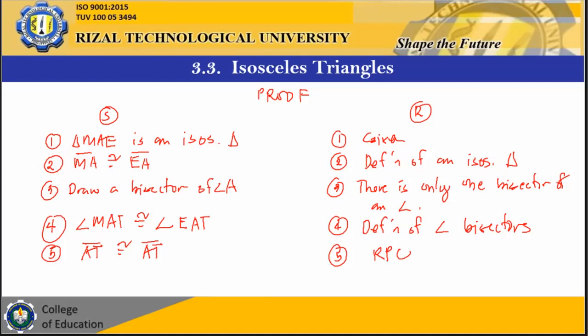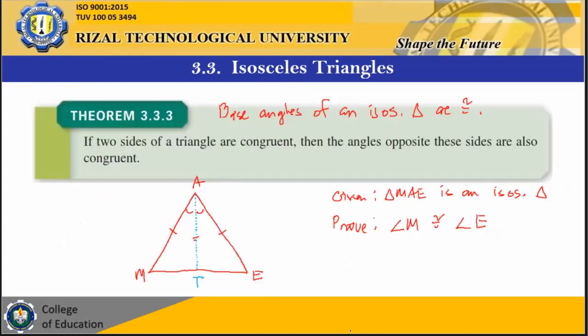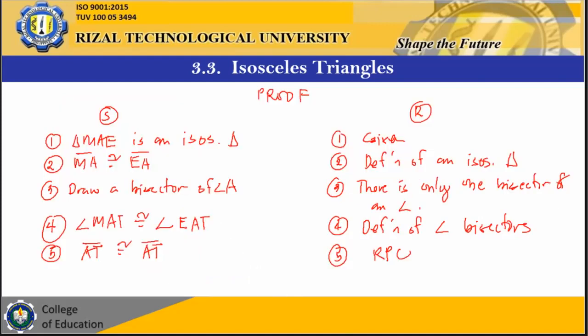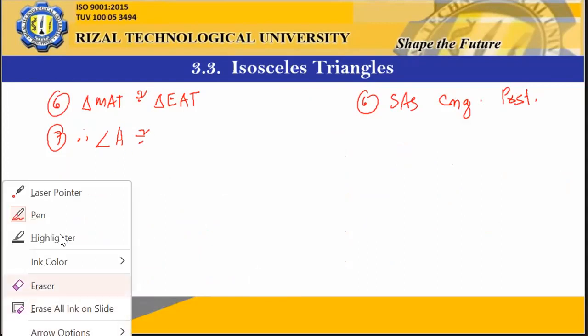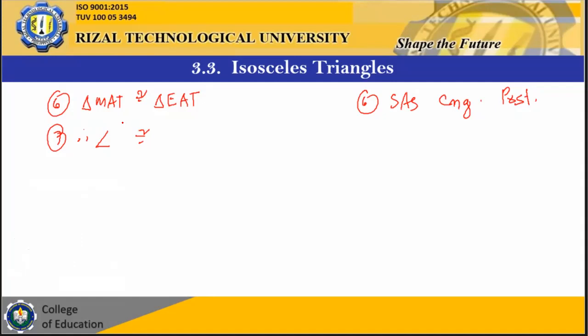we know that, alam niyo na kagad, this is congruent to this one. So, pwede natin sabihin that triangle MAT is congruent to triangle EAT. Diba? This is SAS. Tama? Opo. And finally, dahil congruent na yung triangles, we can now conclude that angle M is congruent to angle E. This is CPCTC. Can you follow? Yes po.